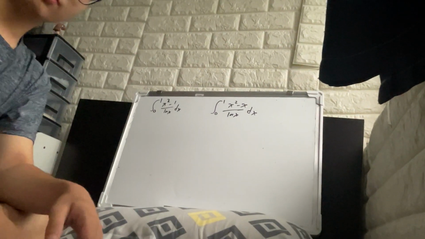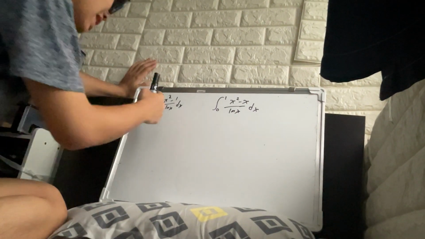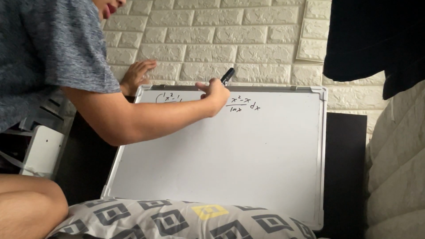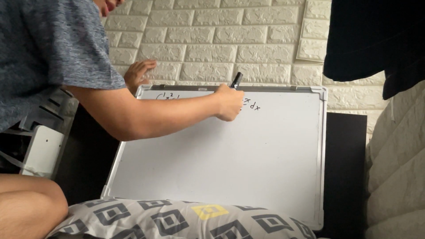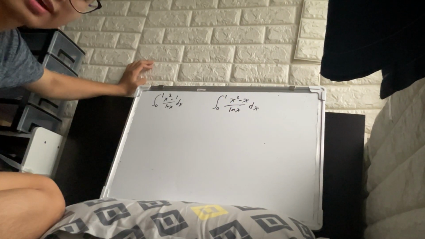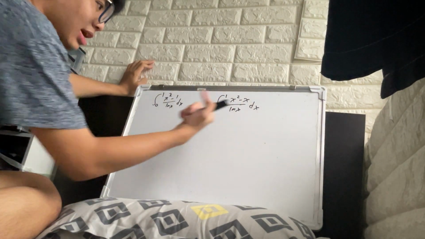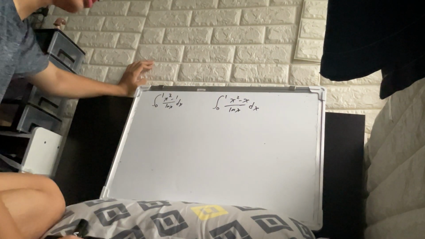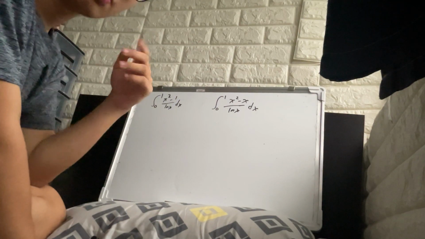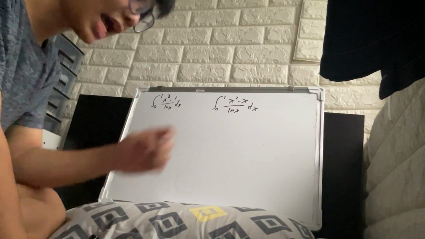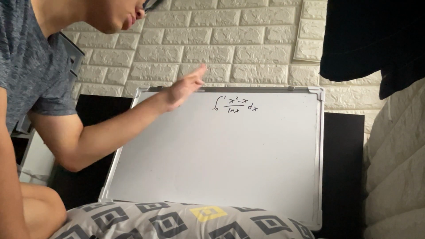Welcome to Methamphetamine. Today we're gonna do the integral of (x² − 1)/ln(x) going from 0 to 1, and then the integral of (x² − x)/ln(x) going from 0 to 1. And this is a really unpopular one. I just randomly thought of this integral and put it in Wolfram Alpha. It actually converges going from 0 to 1.